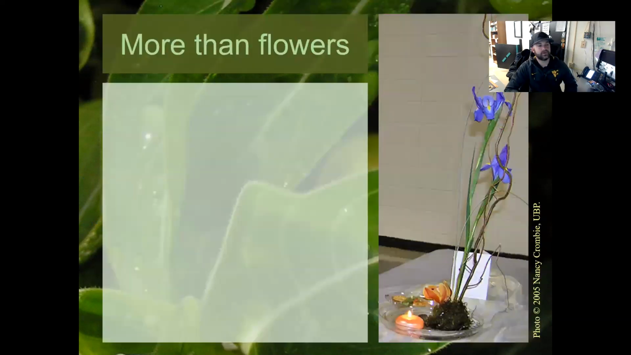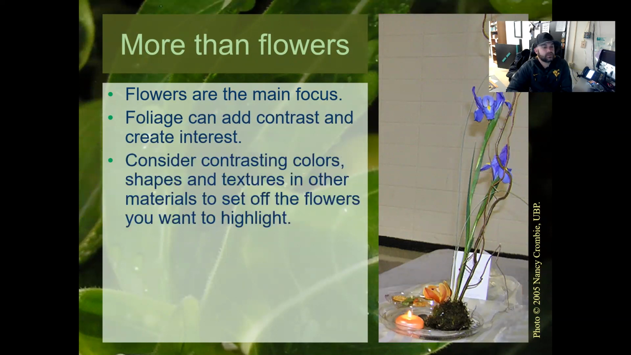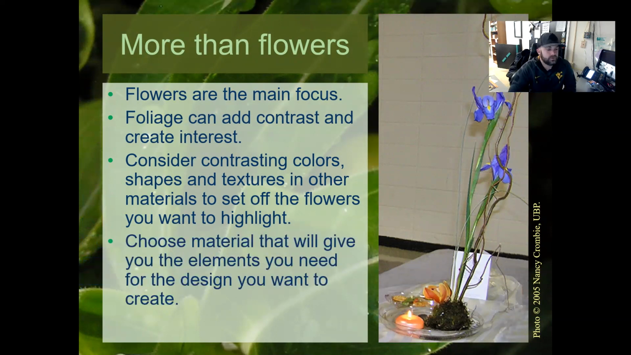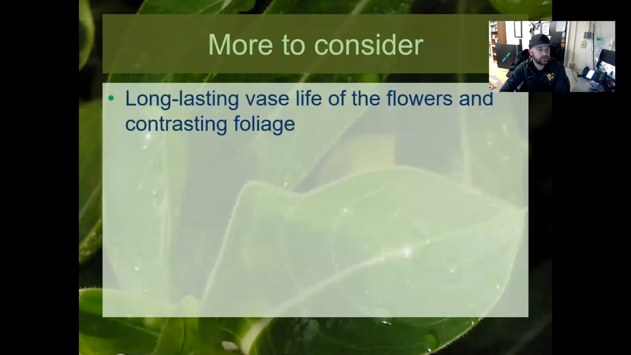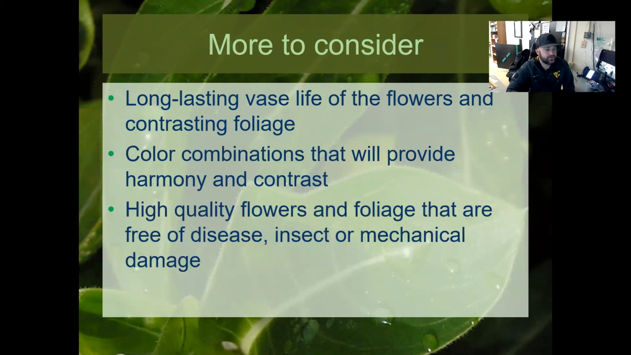So select plant material, more than just flowers. Flowers are the main focus. Foliage can add contrast and create interest. Consider contrasting colors, shapes, and textures in other materials to set off the flowers you might want to highlight. Choose material that will give you the elements you need for the design you want to create. Some other considerations: long-lasting vase life for the flowers and contrasting foliage, color combinations that will provide harmony and contrast, and high-quality flowers and foliage that are free of disease, insect, or mechanical damage.